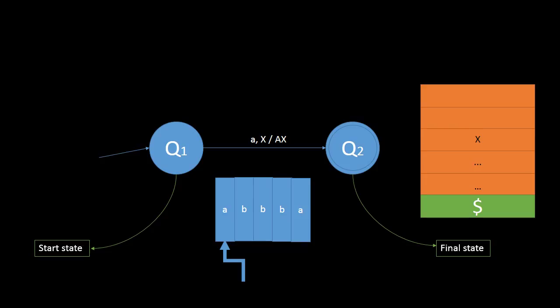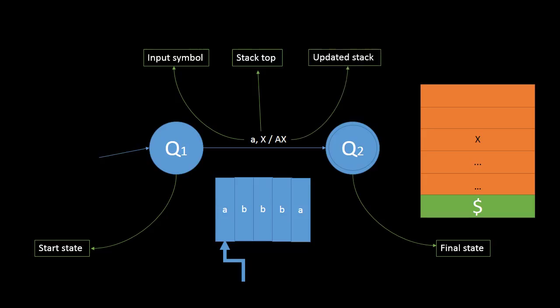In these two states, we have a, X slash aX. A is the input symbol. It is the symbol which is encountered by the reading head on the input tape. So right now the reading head is pointing to small a. The next thing is stack top. Stack top is the topmost element on the stack. So it's saying that the input symbol is A and the stack top is capital X. The final part is aX. This is the output part.